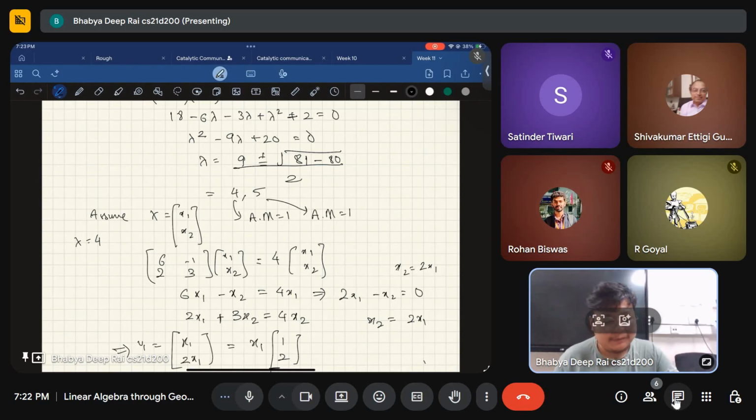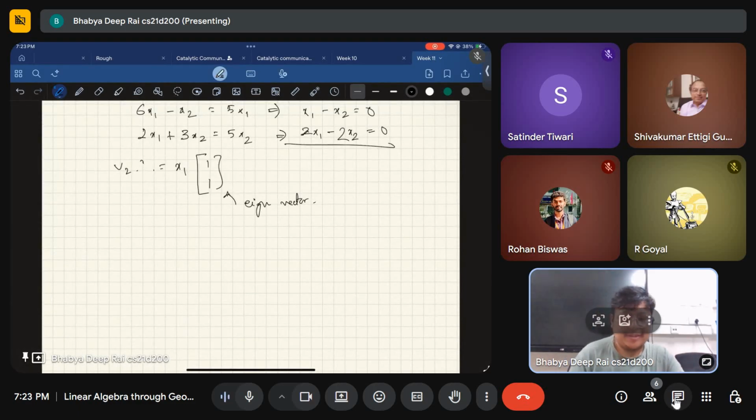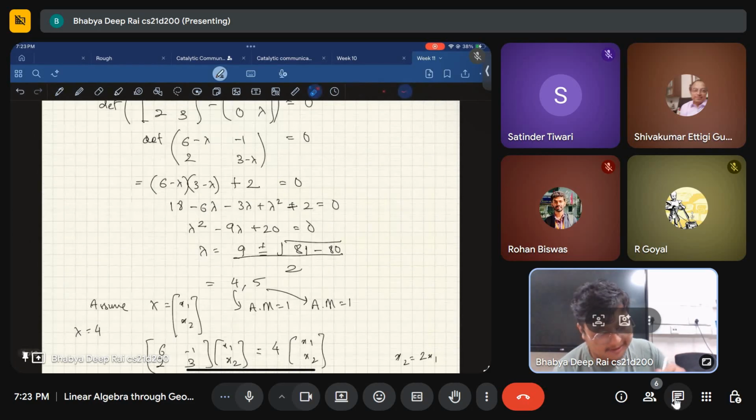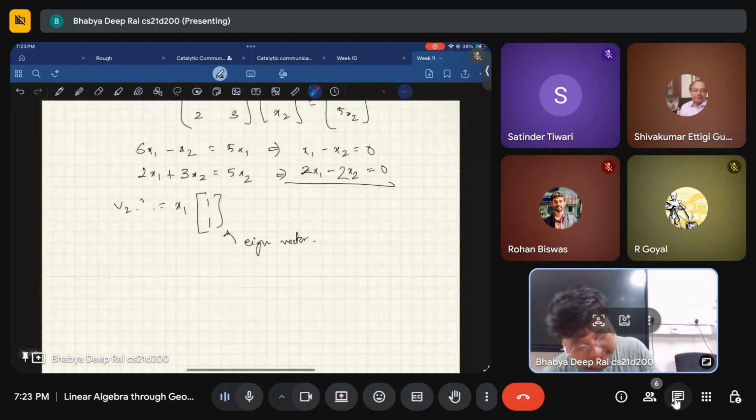I hope that is clear. Now, what is geometric multiplicity? Notice that an eigenvector does not represent just a single vector. It represents a family of vectors, and as you can see, it is x1 times 1, 2. This is a vector space because it contains 0 also, and it's a scalar multiple of a vector. This is a vector space, and this is also a vector space.